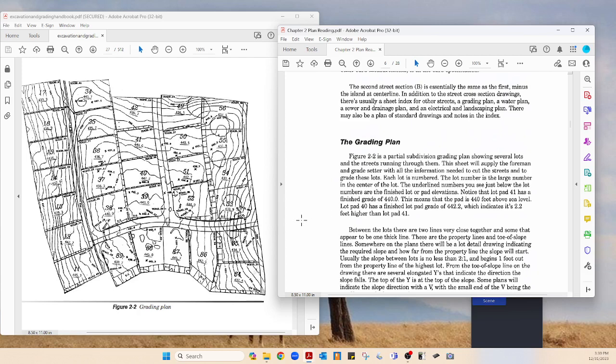Okay, this is a grade plan. This is actually a subdivision. This is hard to read. It's easier to read in your book, as I recall, but not easy to read, period. So let's hold up on the grading plan. This is what it looks like. This is what the next video will be about.